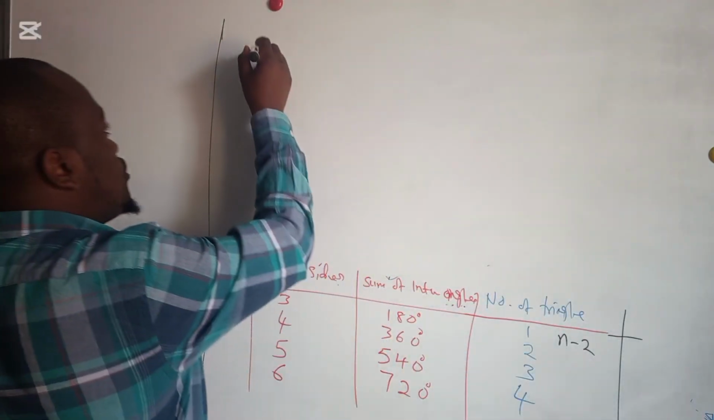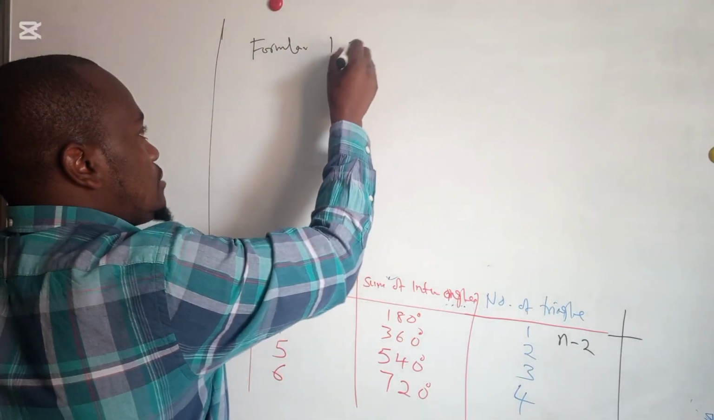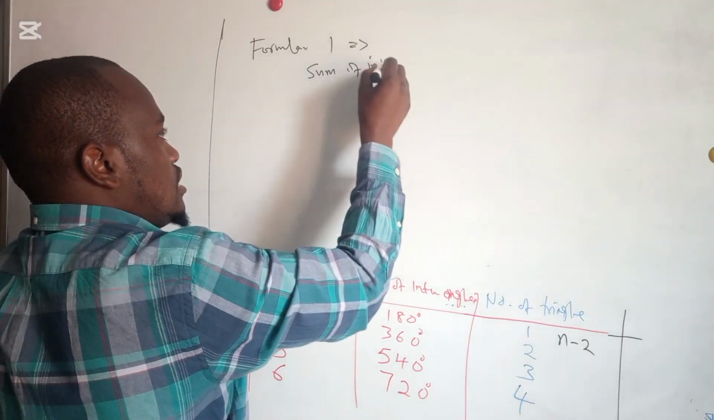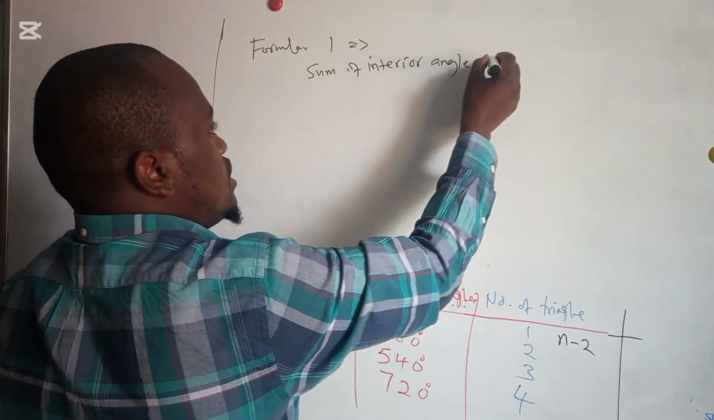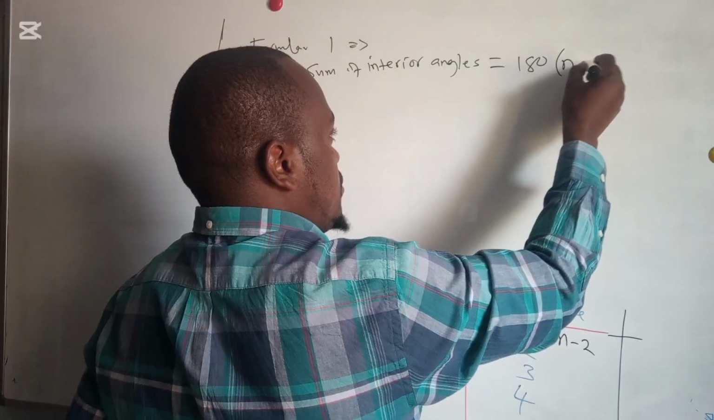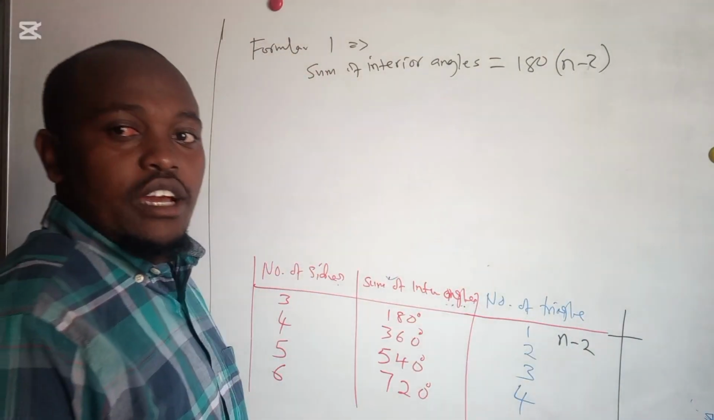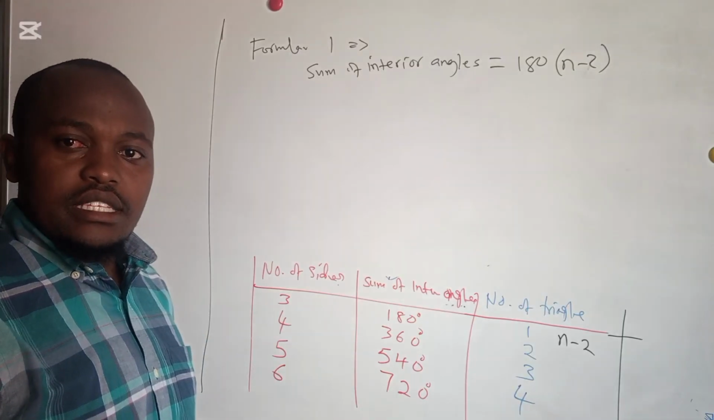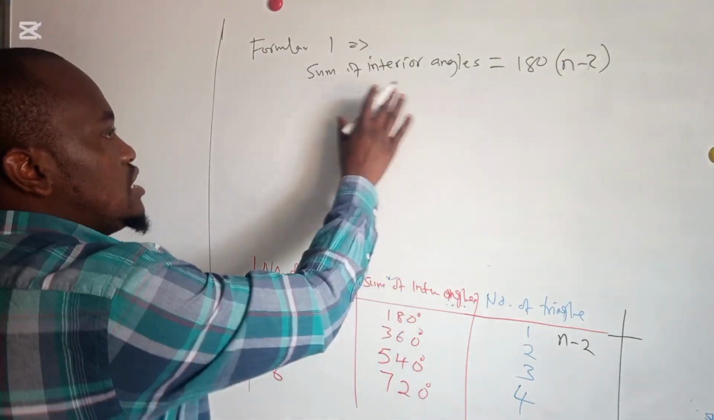So formula one that you need to know is that the sum of interior angles is given as 180 times n minus 2. In other words, n minus 2 is the number of triangles that are in that polygon. Now, so the sum of interior angles is this.